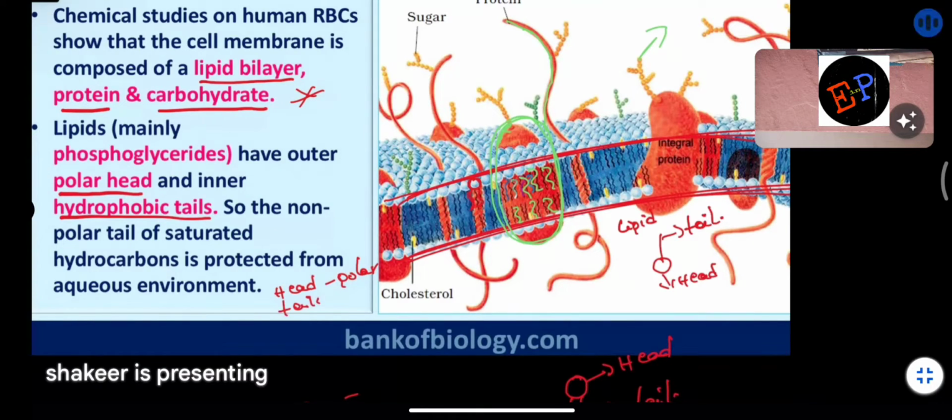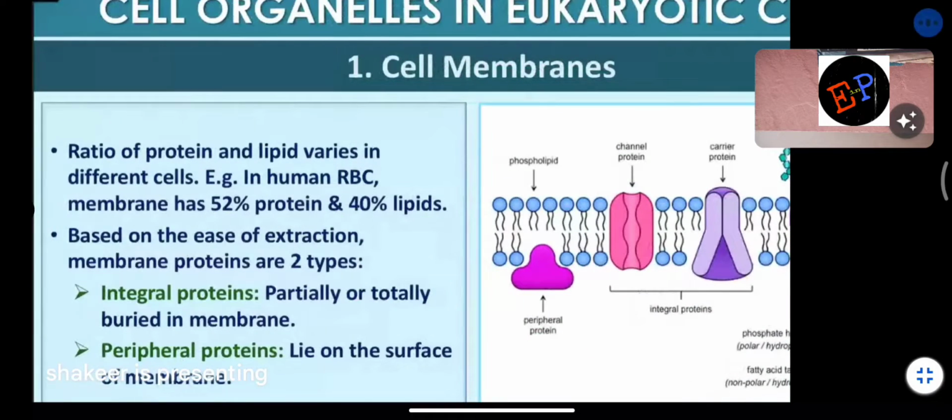So that is why they are protected from the aqueous environment. Aqueous environment means what? The environment in which water is present. So the ratio of protein and lipid varies in different cells. The amount of proteins and lipids is not the same in every cell. For example, if you take human RBC, the membrane has 52% protein and 40% lipid. This varies from animal to animal, from cell to cell.